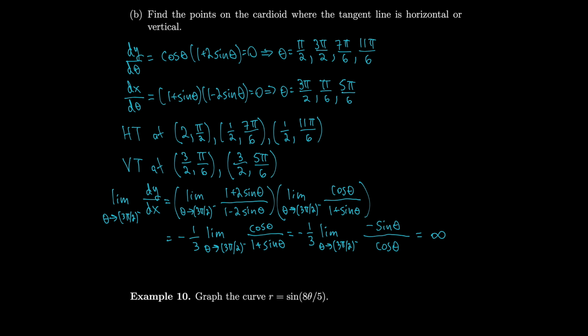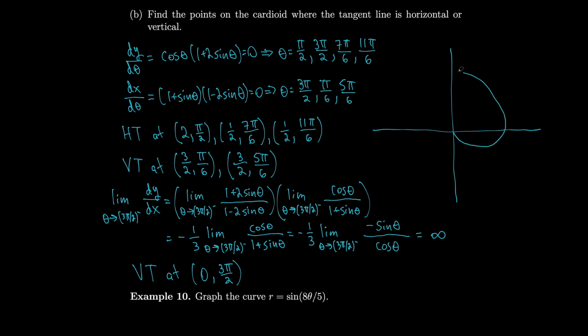So that means that we have a vertical tangent at 0, 3 pi over 2. So if we were to try drawing this, which of course we should, but hopefully you'd be a lot better at drawing it than me. Wow. I was so close until the end. Yeah. So that's our cardioid.